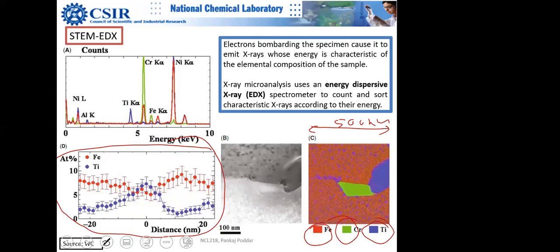Now you can see that there is a huge error bar, plus minus almost 5 atomic percent, in getting the atomic percentage of iron and titanium.